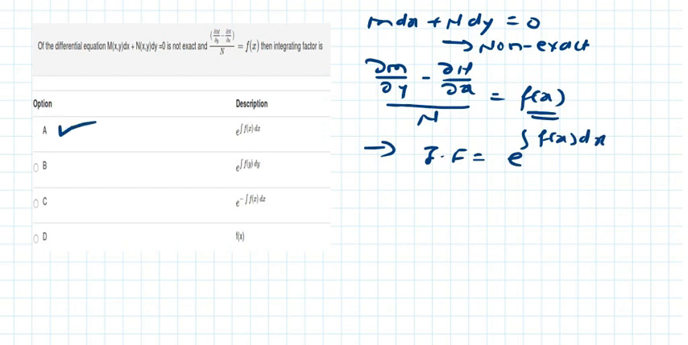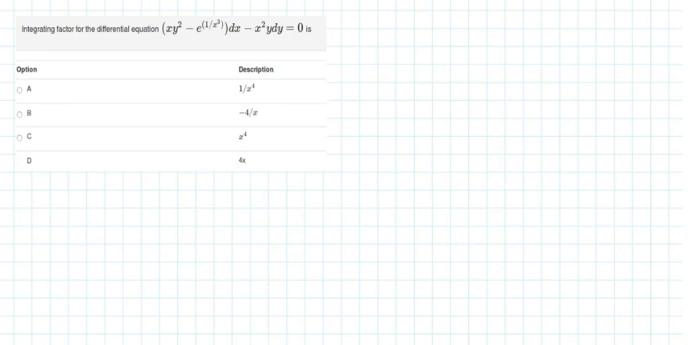Okay, next question. Now, the integrating factor of the differential equation. Now see the differential equation: x y square minus e raised to 1 by x cube dx minus x square y dy equal to 0. What is the integrating factor of this differential equation? Now as they have asked for the integrating factor, it is clearly a non-exact differential.